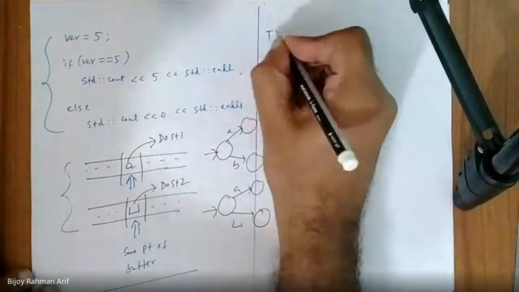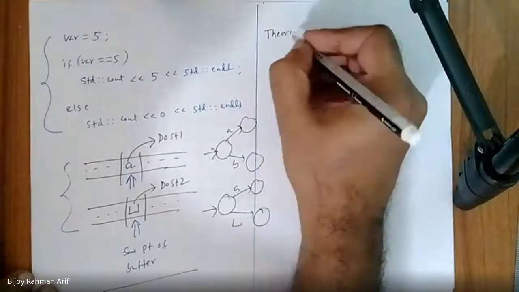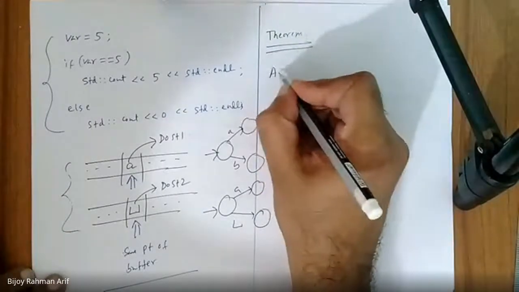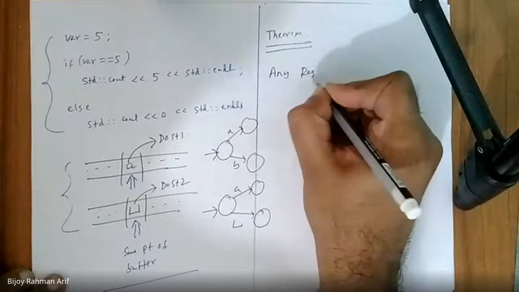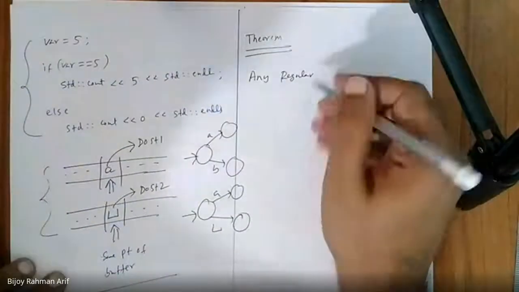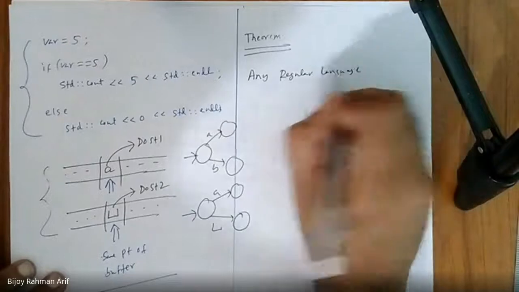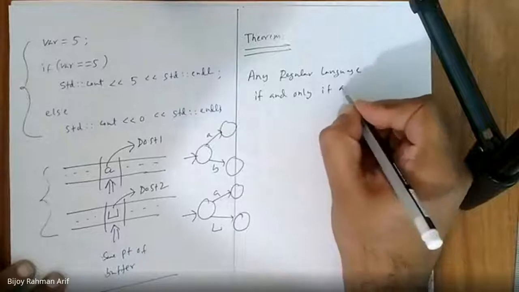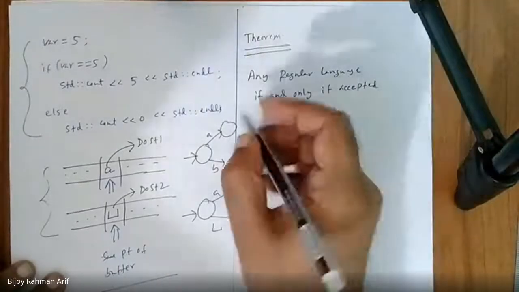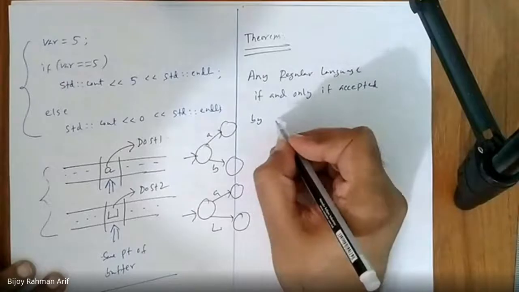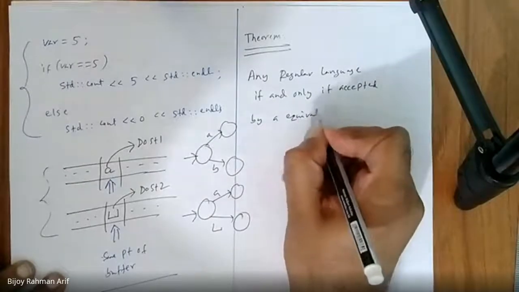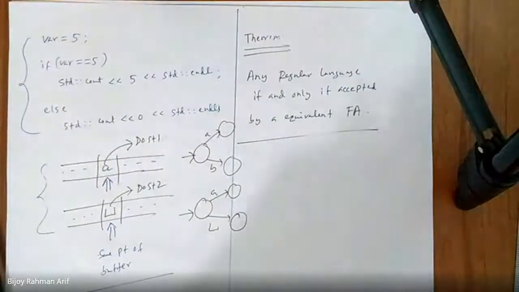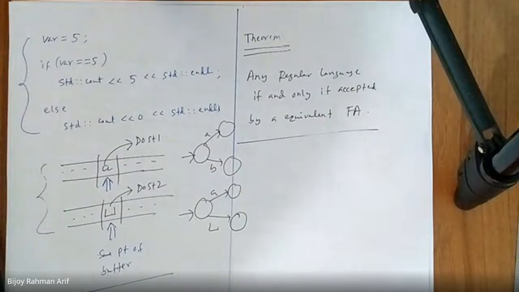Theorem: Any regular language if and only if accepted by an equivalent finite automata. We are going to prove this.